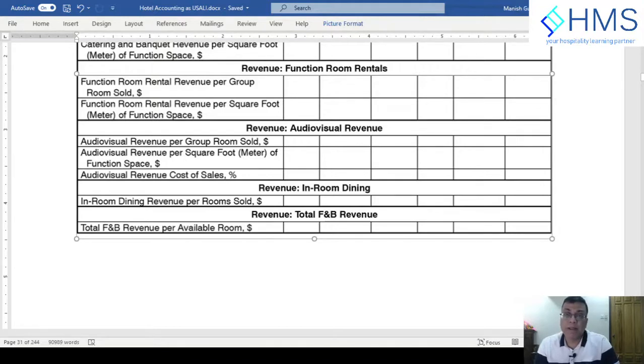This may not make much sense, because you may have a different market mix of banquet, you may have different market mix of in-room dining, and also the audiovisual revenue, and also the number of venues in the hotel. So while you are comparing this total F&B revenue per available room with other hotels, you may have to consider how many venues they have and how many venues you have really.